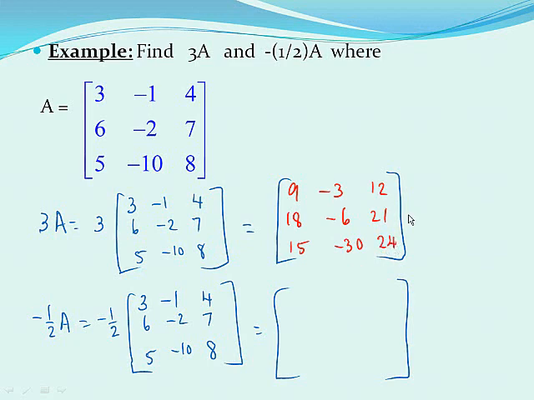Same thing up here. If we multiply with negative 1/2, which is another scalar, we will get the scalar product to be negative 3 by 2, positive 1 by 2, negative 2, negative 3, then you'll get 1, negative 7 by 2, negative 1 by 2 times 5 will be negative 5 by 2, then you'll get 5, negative 4. So that will be the matrix written as negative 1 by 2 times A.